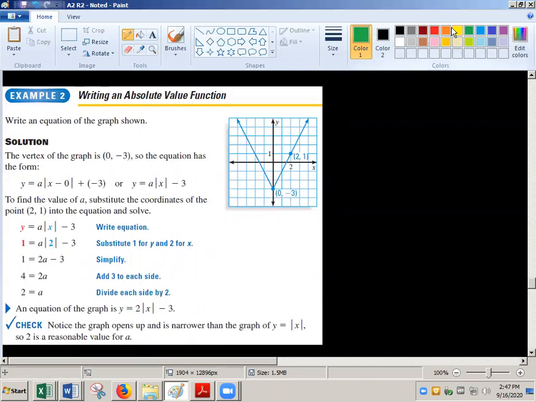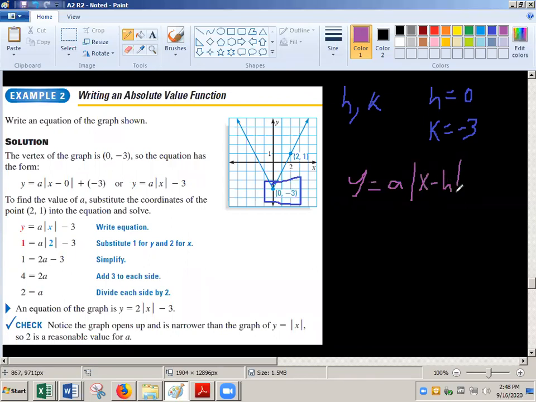Here we want to write an absolute value function. To do that, we want to first take note of where the vertex is. So I look at this thing here. That vertex is H, K. So I know my H and K values. My H is 0. My K is -3. So I know that y is equal to a times absolute value of x minus h, plus k. I already know my H and K values. That's good. I just need my A value.